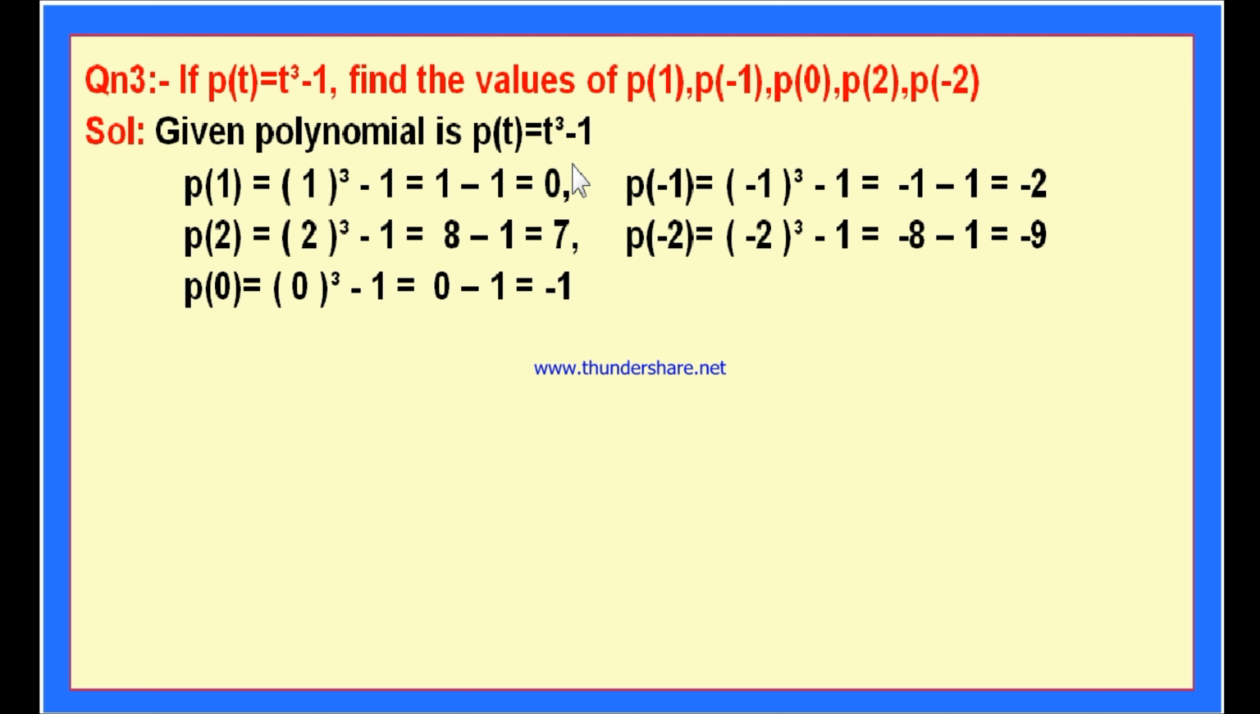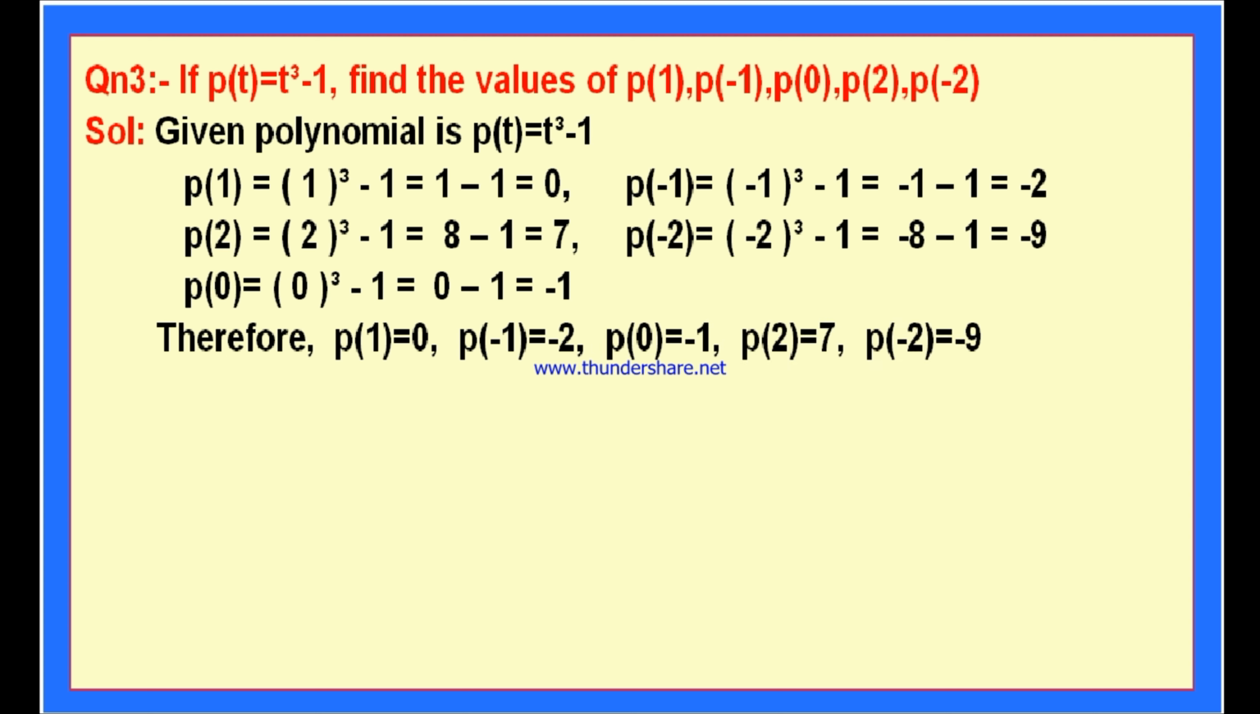Therefore these are the values of p of 1, p of minus 1, p of 0, p of 2 and p of minus 2. Like this you can find these values. Therefore you can write that p of 1 is equal to 0, p of minus 1 is equal to minus 2, p of 0 is equal to minus 1, p of 2 is equal to 7 and p of minus 2 is equal to minus 9.